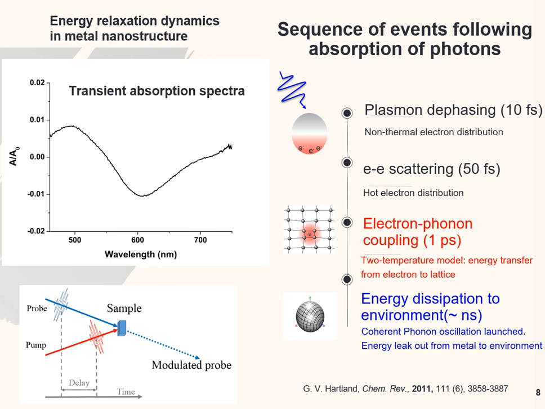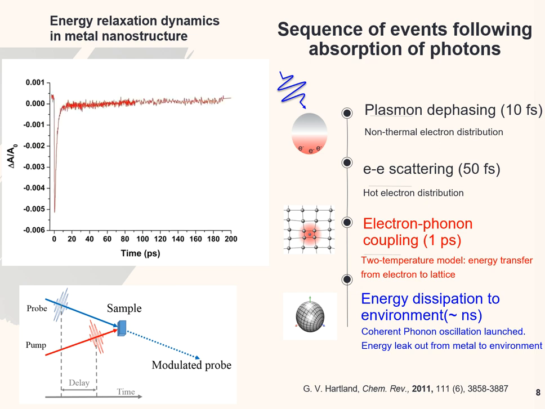Let's look at the transient absorption spectra of a gold nanoparticle which has a surface plasmon resonance at 600 nanometers. What we saw here is, if we look at the relaxation dynamics kinetic trace, there are at least two exponential decay components, a fast component and a slow component, which belong to the electron-phonon coupling time and the energy dissipation.